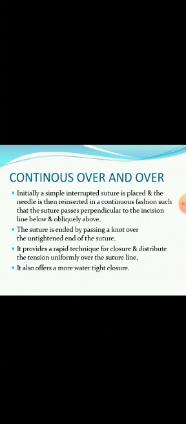Continuous over and over. Initially a simple interrupted suture is placed and the needle is then reinserted in a continuous fashion such that the suture passes perpendicular to the incision line below and obliquely above. The suture is ended by passing a knot over the untightened end of the suture. It provides a rapid technique for closure and distributes the tension uniformly over the suture line. It also offers a more watertight closure.